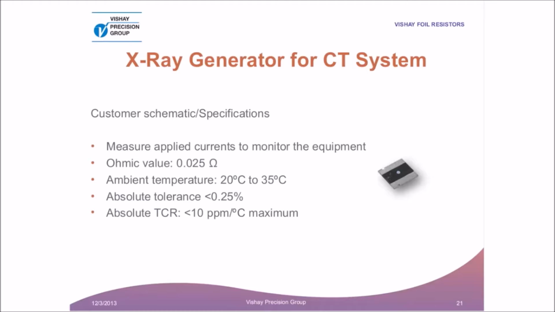Here's another example of a medical application, which is for an X-ray generator for a CT system. The customer required us to provide a current sense resistor with 25 milliohms resistance, ambient temperature range 20 to 35, an absolute tolerance of less than 0.25, and an absolute TCR of less than 10 ppm per degree C. Next slide, please.